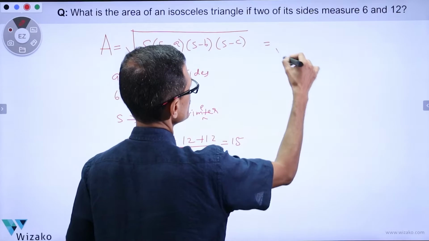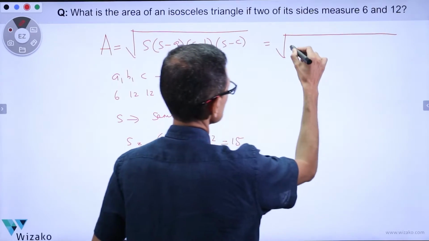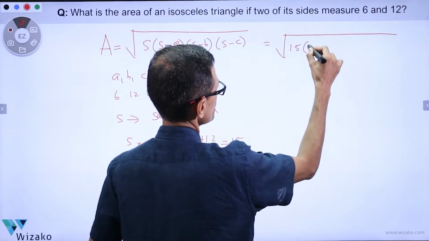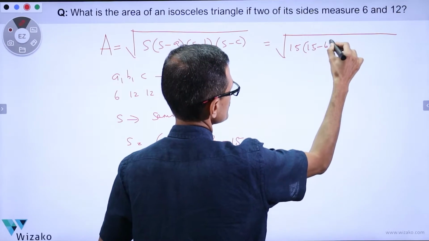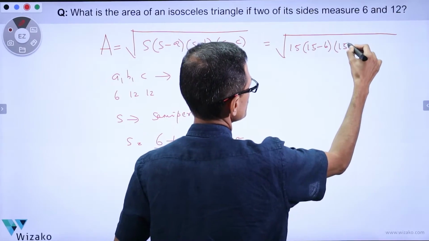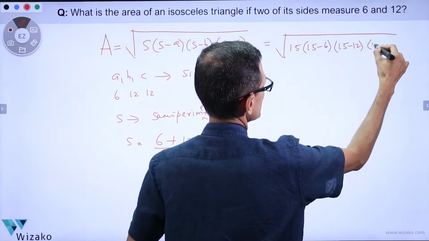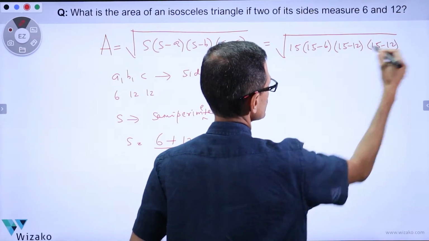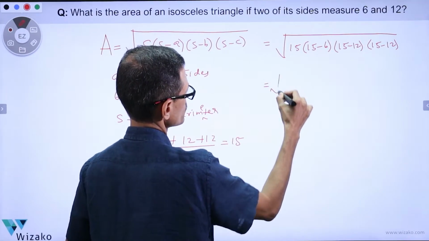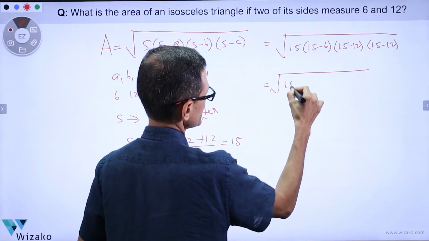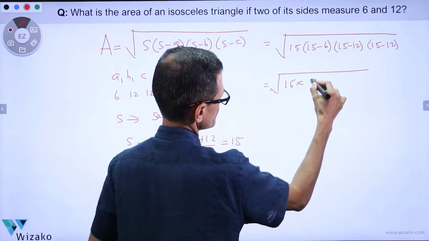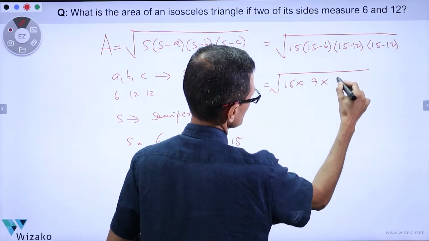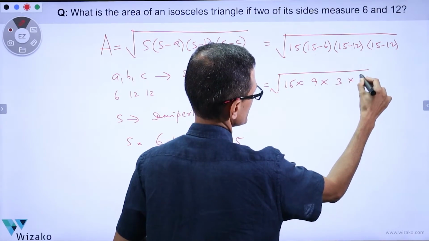So area is equal to square root of S, which is 15, times S minus A, which is 15 minus 6, times S minus B, which is 15 minus 12, times S minus C, which is again 15 minus 12. So this is equal to square root of 15 times (15 minus 6 is a 9), (15 minus 12 is a 3), (15 minus 12 is a 3).